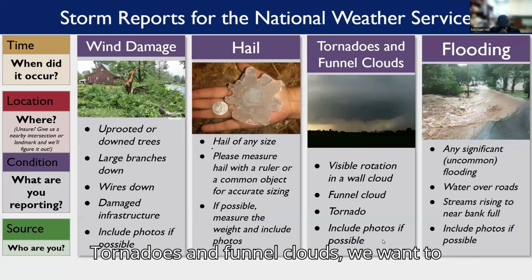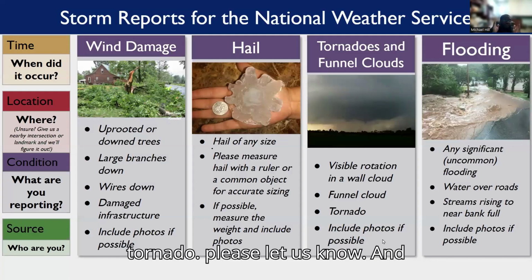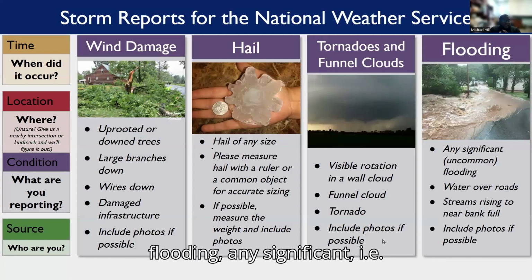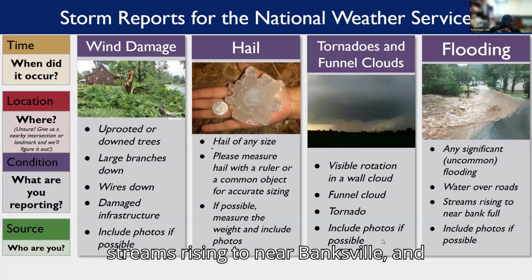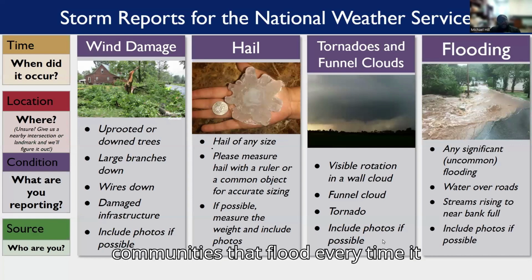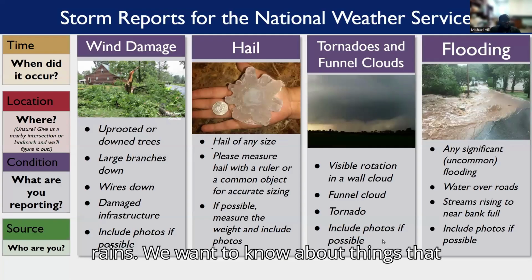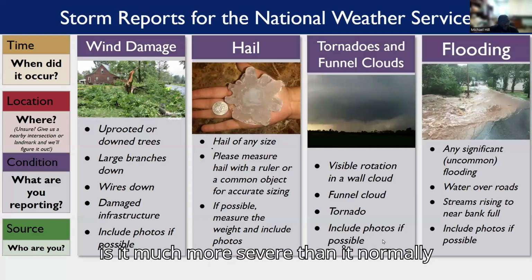Tornadoes and funnel clouds, we want to see a visible rotation in the wall cloud or funnel cloud, or if you see a tornado, please let us know. And flooding, any significant, i.e., uncommon flooding, water over roads, streams rising to near bankfull, and please include photos if possible. We all know that there's places in our communities that flood every time it rains. We want to know about things that are not common, or if it's the common spot, is it much more severe than it normally is?